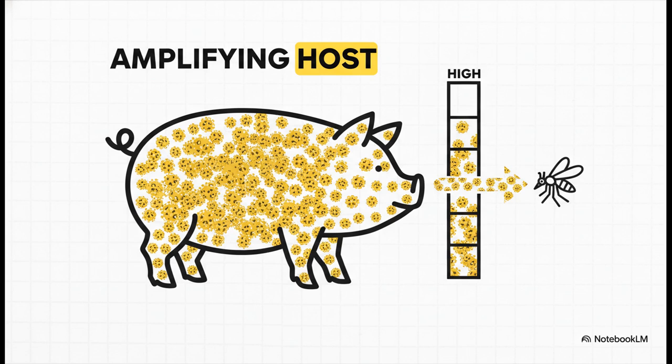Now let's talk about pigs. Their role here is absolutely critical. They are the amplifying hosts. What that means is they get infected and then they develop a really high and long-lasting level of the virus in their blood. That's viremia. This level is so high that any mosquito that bites them gets infected. So the pigs essentially act like virus factories, massively amplifying the amount of JEV in the environment.